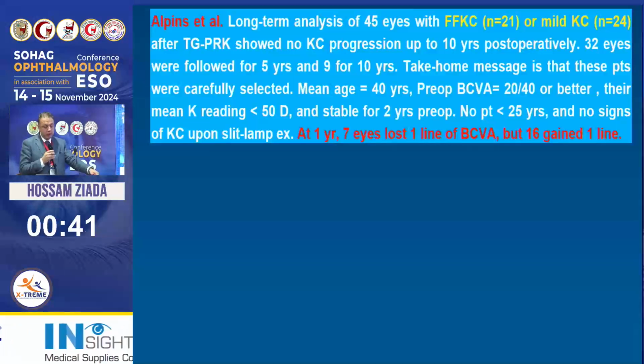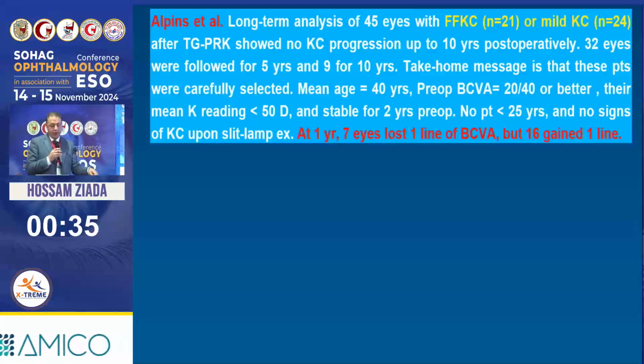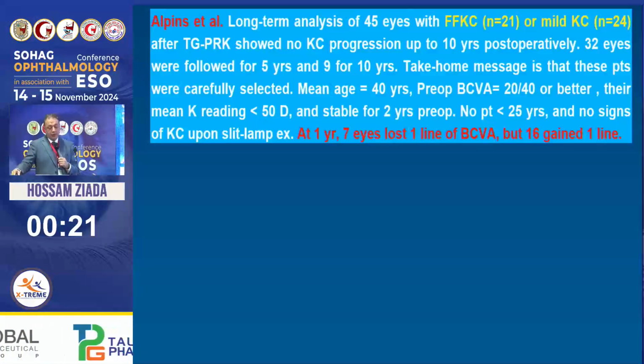Their mean K reading was 50 or less diopters, and they were stable for 2 years pre-op, with no patients less than 25 years old, and no signs of keratoconus upon the slit lamp examination. At 1 year, 7 eyes lost 1 line of the best corrected visual acuity, but 16 gained 1 line.